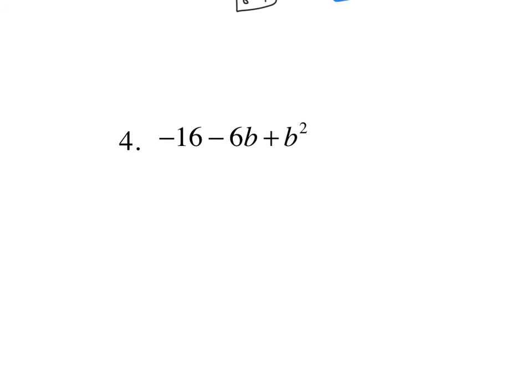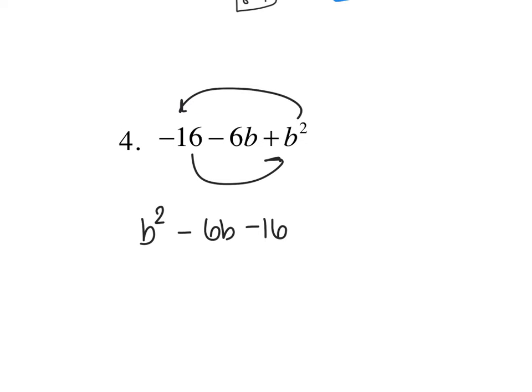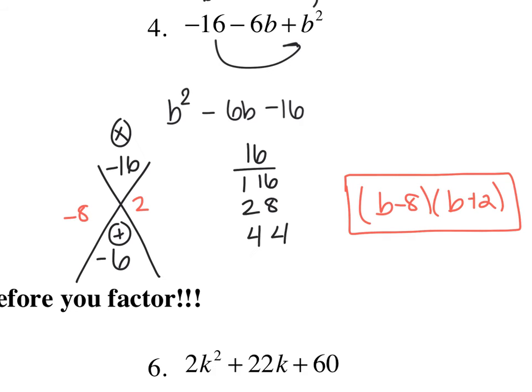Now for number 4, it's a little different. For number 4, our b squared is in our last spot. So we're going to rearrange this by putting it in standard form. Our b squared goes in front and our negative 16 goes behind. So I have b squared minus 6b minus 16. I want you to try to factor that now. In doing this question, you should have gotten (b - 8)(b + 2).